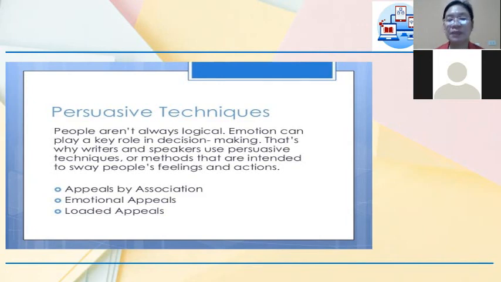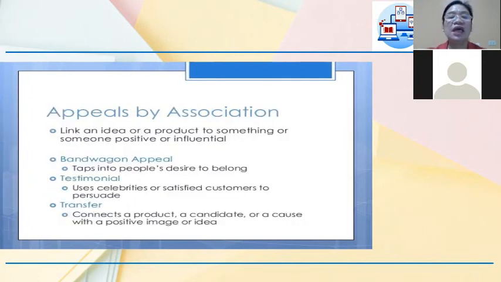So what is this appeals by association technique? Now, appeals by association link an idea or a product to something or someone positive or influential. Okay, so we can say a bandwagon appeal, where we can tap into people's desire to belong. And then testimonial, this is very important, testimony. For example, it uses celebrities or satisfied customers to persuade people.